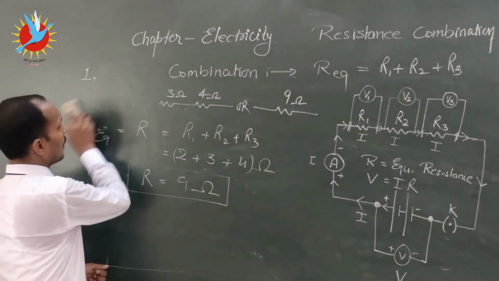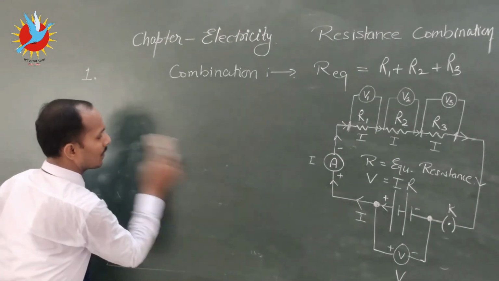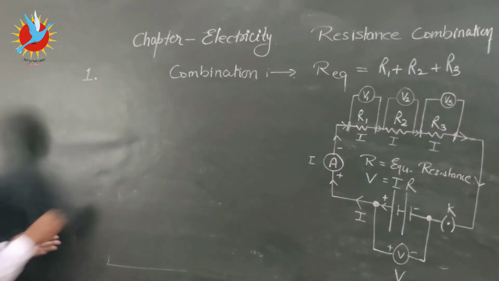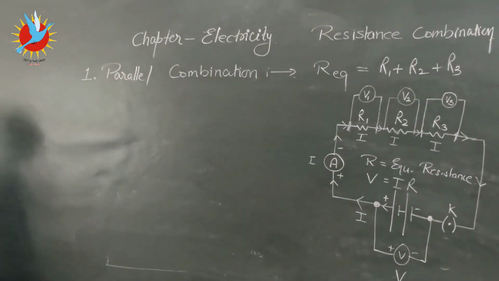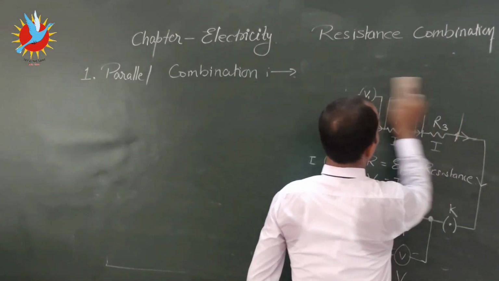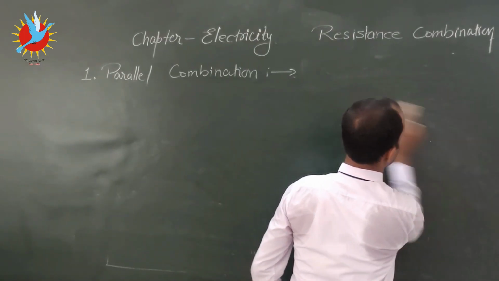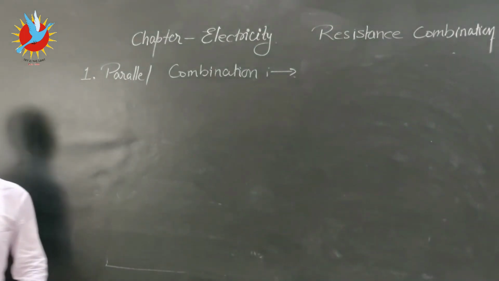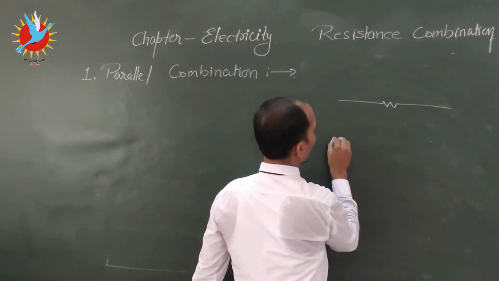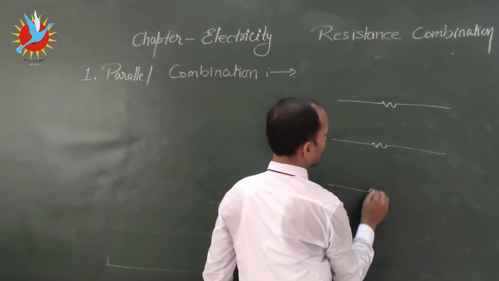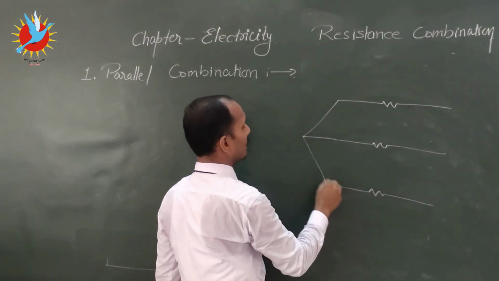Okay, our next point is the parallel combination. Okay, so to calculate the total resistance when resistors are in parallel, suppose there are 3 resistors R1, R2 and R3. And we know that in a parallel combination all the resistors are between 2 points.